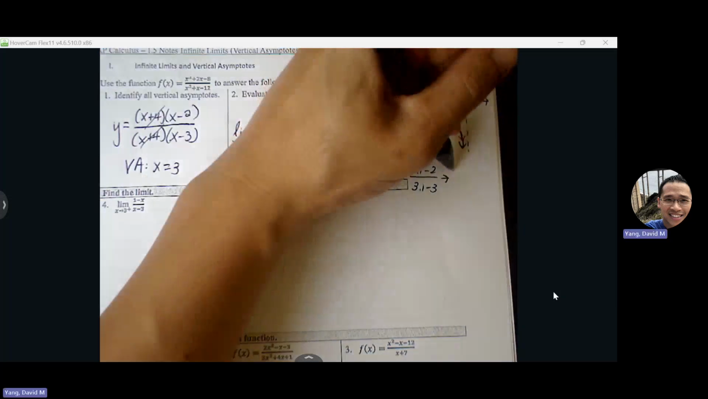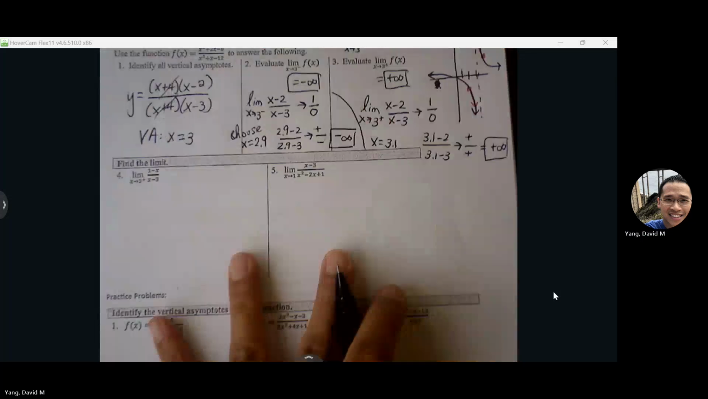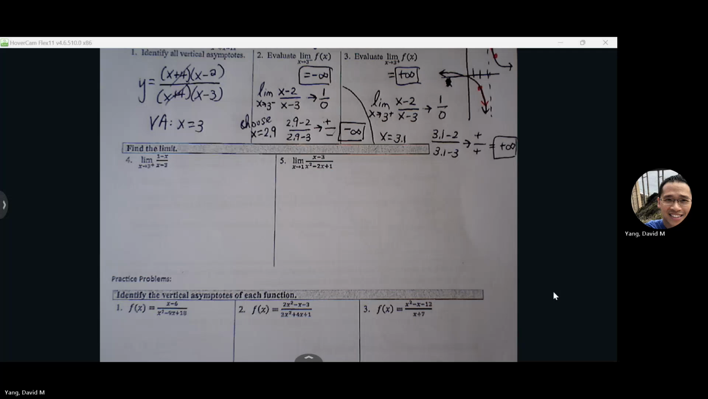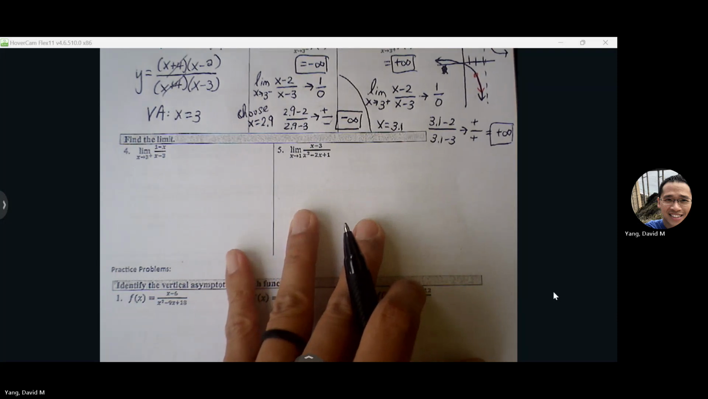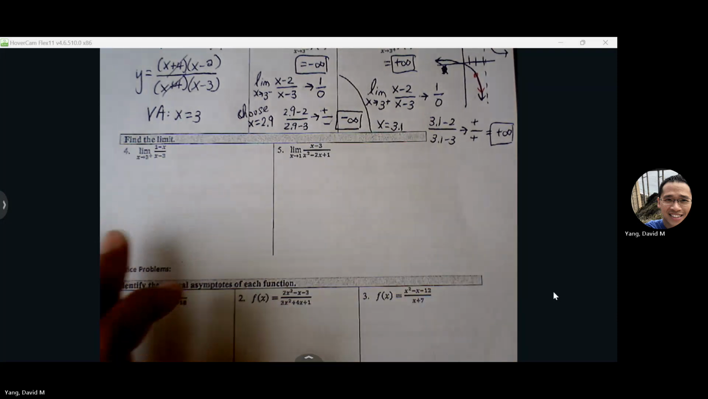In for x, we get 3.1 minus 2 divided by 3.1 minus 3. Numerator, we get positive. Denominator, we get positive. Therefore, positive infinity. Okay, any questions so far?